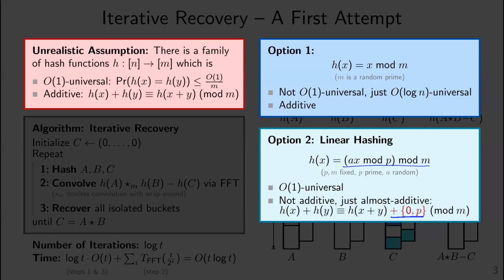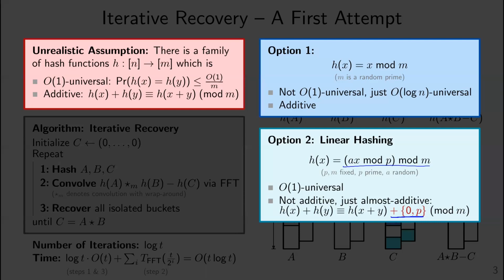However, the split of an entry into these two buckets depends on the hash function. In particular, it's inconsistent across several iterations, which means that whenever you try to cancel out the contribution from previous iterations to make the vector A star B minus C sparser and sparser, you will actually not cancel out anything, and the vector A star B minus C stays very dense. And therefore, we cannot reduce the bucket sizes geometrically. The running time suffers again from an additional log t factor.